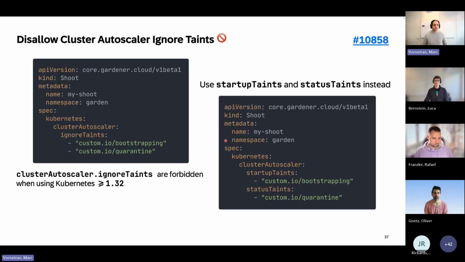In the same fashion, it's not allowed to use the cluster autoscaler ignore taints anymore. Instead, you have the semantically more speaking fields startup taints and status taints, where you can neatly separate these taints based on their nature.